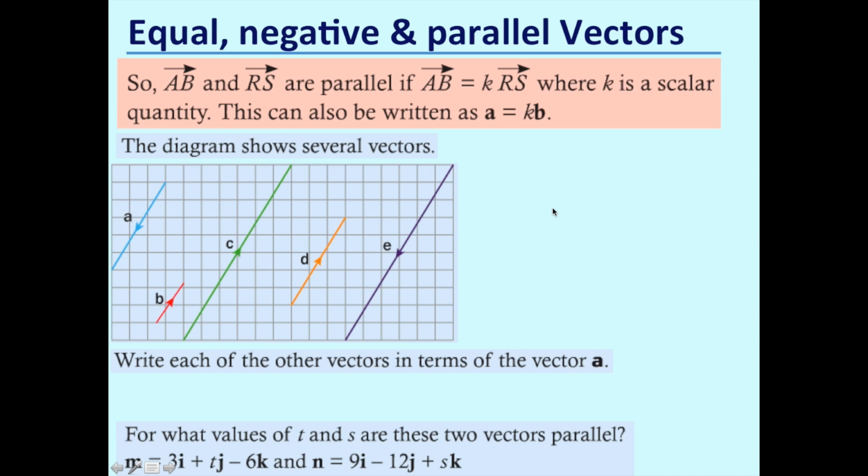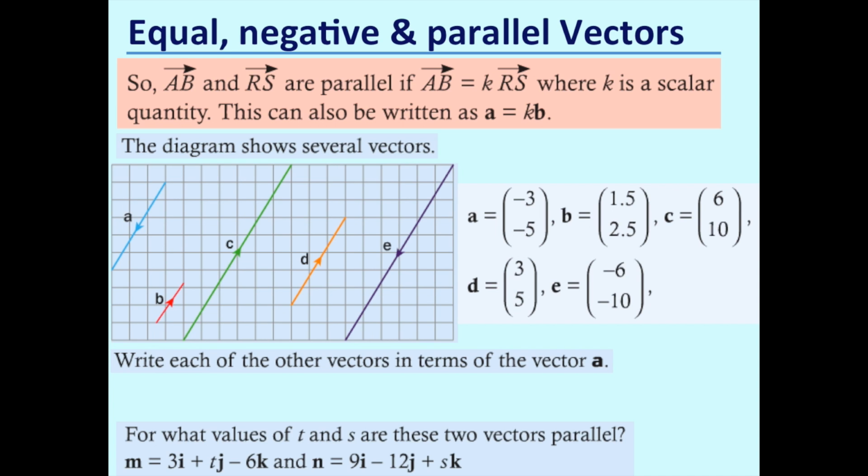So for this question, write or express each of these vectors in terms of vector a, and then there's a challenging question here. For what values of t and s are these two vectors parallel? So if we've got vector m equals 3i plus tj minus 6k, and vector n equals 9i minus 12j plus sk, for what values of t and s are these vectors parallel?